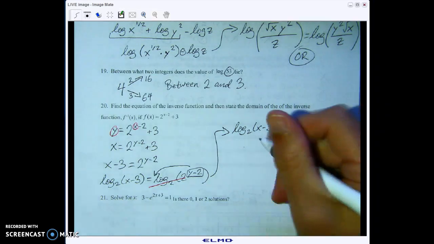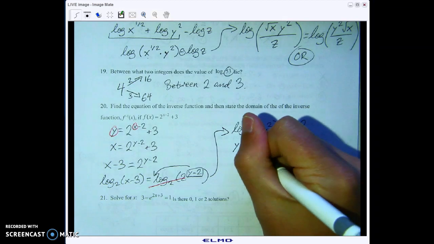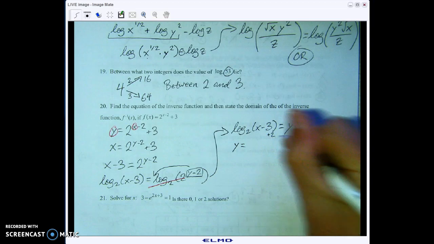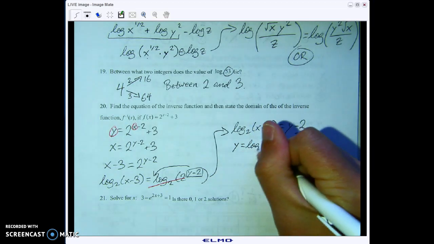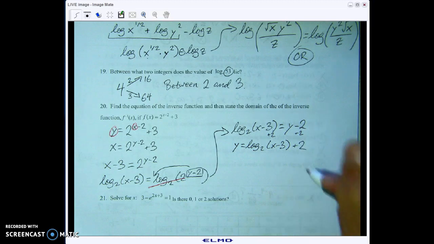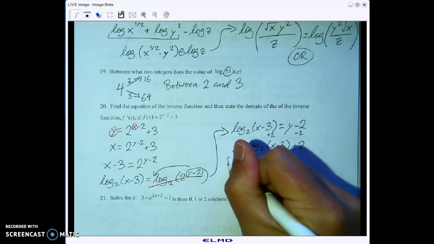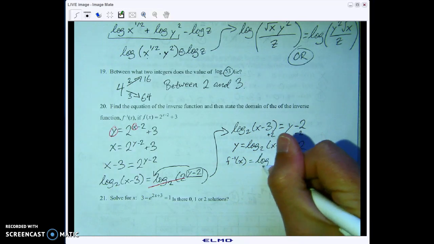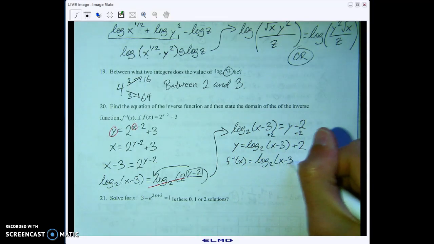Now we almost have y by itself. I'm also going to rewrite this with y on the left because that looks a little nicer, and I'm going to add 2 to both sides. So we get y equals log base 2 of x minus 3 plus 2. Or in other words, f inverse of x is equal to log base 2 of x minus 3 plus 2.